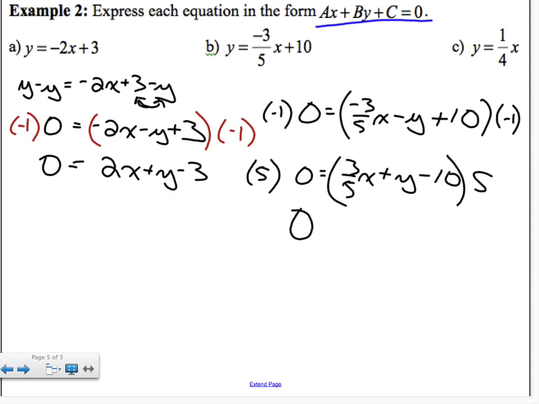Now 0 times 5 still leaves us 0. Now we're left with 3x plus 5y minus 50. I could take a jump from here all the way to here by just multiplying by -1 and then by 5. I just multiply straight by -5 to begin with, to flip my sign and to get rid of my denominators. And this is standard form. Any questions on that?